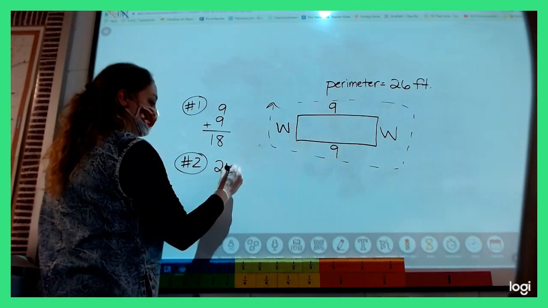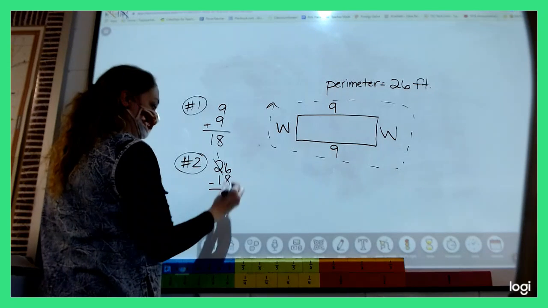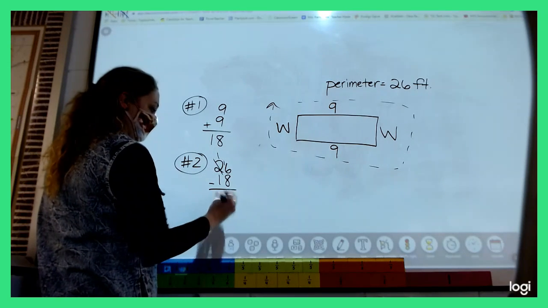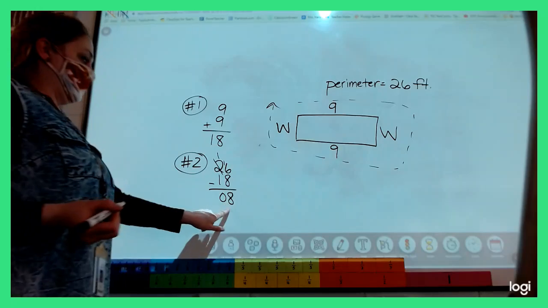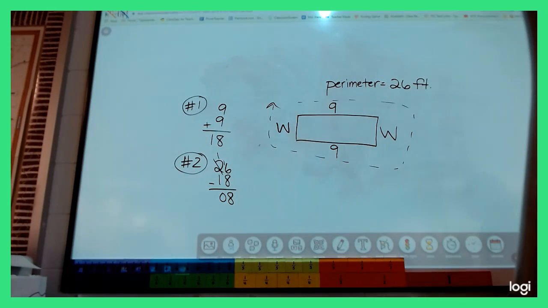So my perimeter is 26 feet. I subtract 18 from it. Make sure you check my math. So I have 8 as my answer. Okay, now before we move on to the next problem, there is one more step to this.